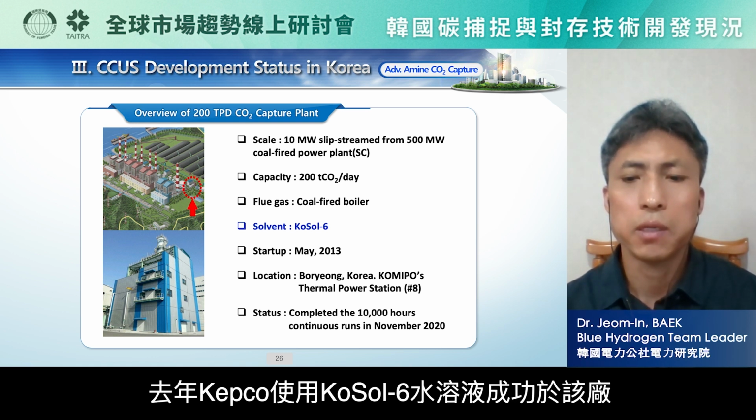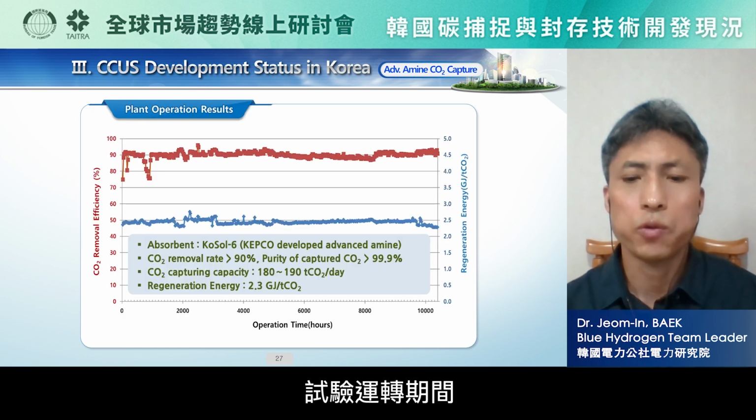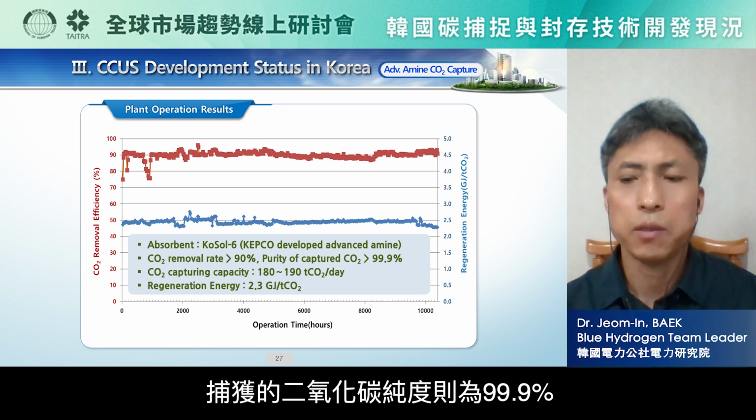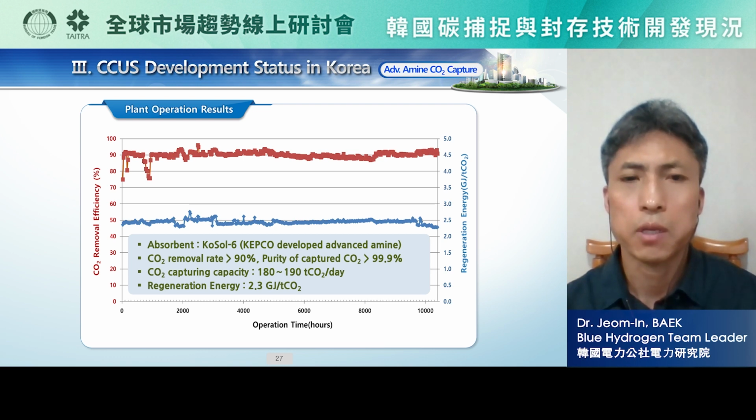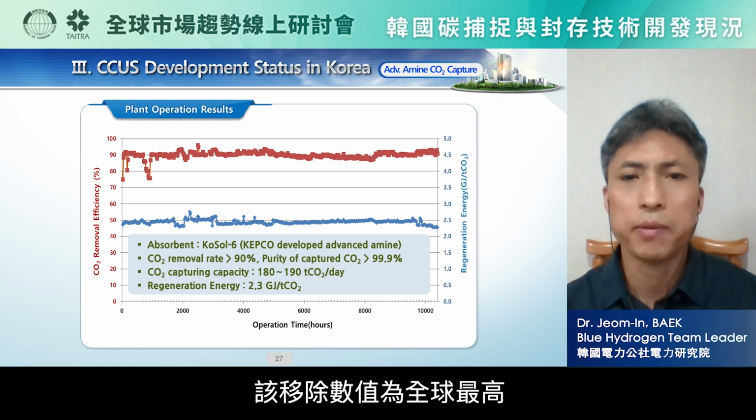KECO completed 10,000 hours test run successfully last year with the COSOL 6 absorbent. During the test run, CO2 removal rate was above 90%, and the purity of the captured CO2 is above 99.9%. The regeneration energy of the absorbent was 2.3 gigajoule per ton CO2. This is world top level value.